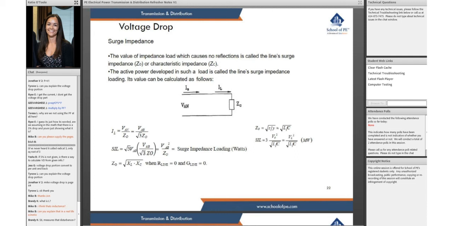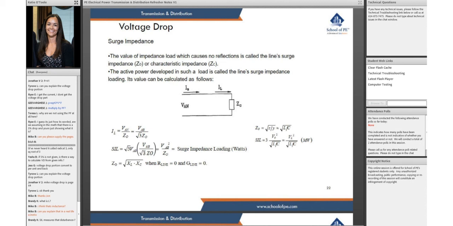So this is your typical one-line diagram. And we have our I load is equal to VAN over the Z0, which is also equal to the VAB over the square root of 3 times Z0. Our SIL is going to be equal to radical 3 times VAB times VAB divided by radical 3 Z0, which is all equal to our VAB squared over the Z0. And these are all the surge impedance loading, which would be calculated in watts.